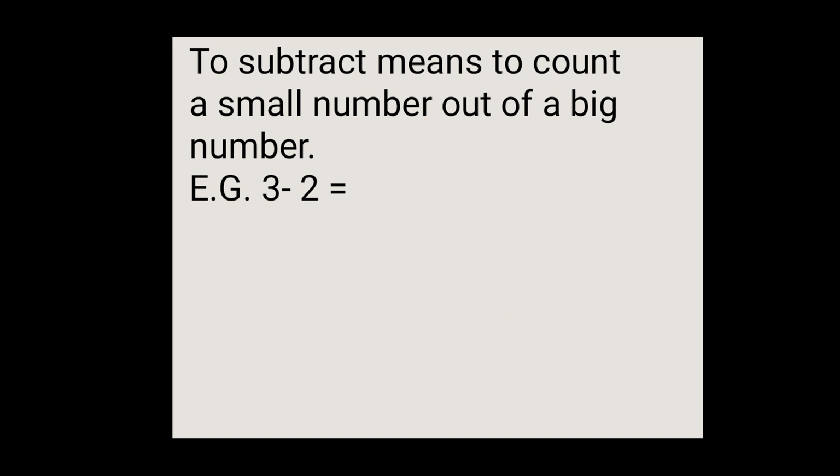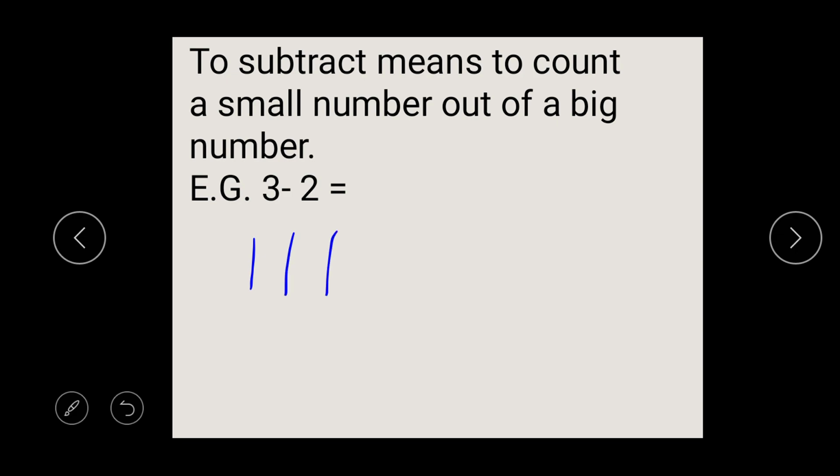Remove or take away. Now, talking about subtraction, it means you are removing the small number from the big number. That is what subtraction means. For example, you have 3 minus 2. That means you are asked to count 3: 1, 2, 3, and remove 2. 3 is a big number, 2 is a small number. So you are removing 2 from 3. So you are going to count the remaining. The remaining is 1. So the answer is 1.